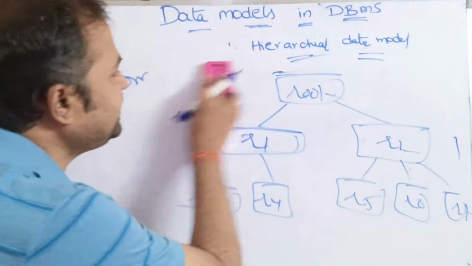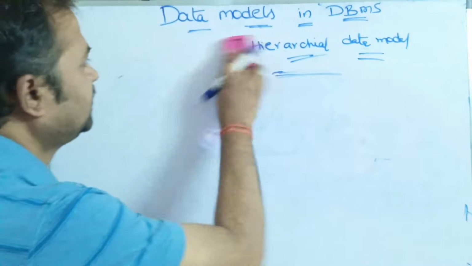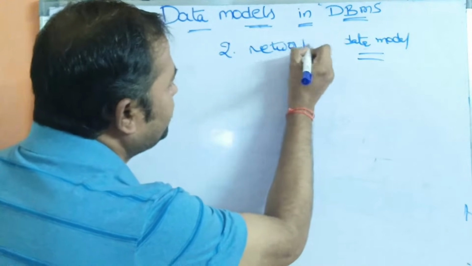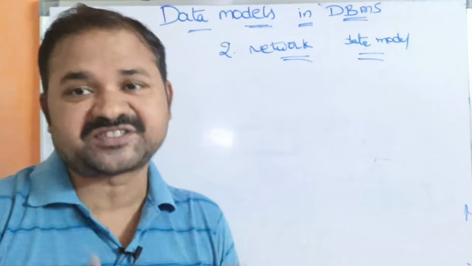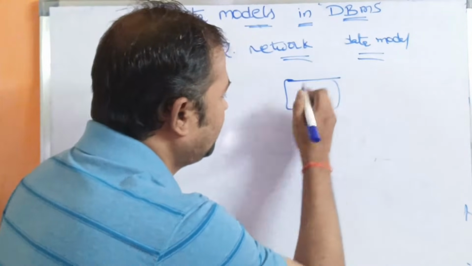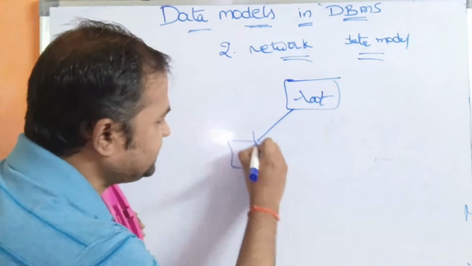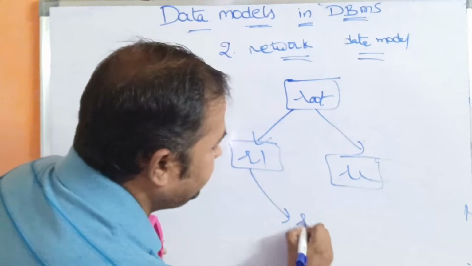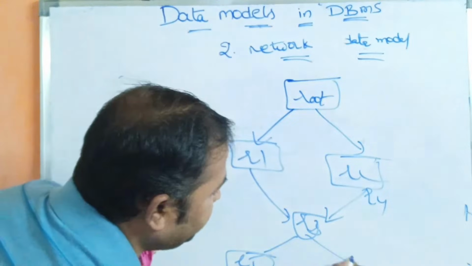Now let us see the second type of data model, the network data model. The hierarchical data model follows a tree structure, whereas the network data model follows a graph structure. This is the root node, and next we have one more node like this. Let it be record 1, record 2, record 3, record 4, record 5, and record 6.